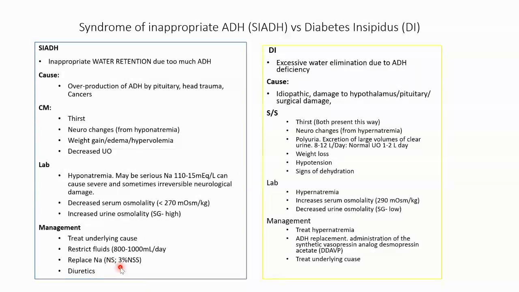If it's severe, we have to replace their sodium with a higher concentration of sodium. So we would use a hypertonic solution, which would be 3% normal saline. Okay, so generally it's an isotonic, but if it's severe, we give them a hypertonic. Keep in mind, if hyponatremia is corrected too rapidly, we can give the patient what's called central pontine myelinolysis.